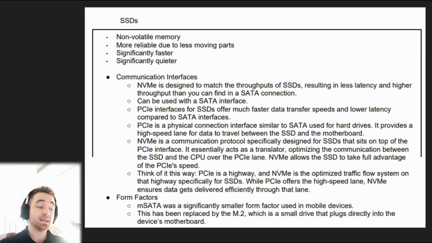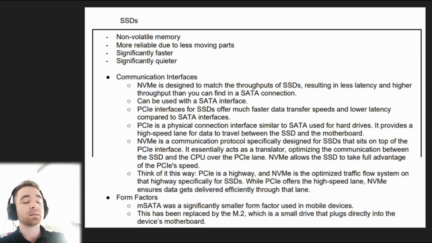Now, PCIe or PCI Express interfaces for SSDs offer much faster data transfer speeds and lower latency compared to SATA interfaces. Now, I got really confused on this when I was studying for my exam like 2 years ago, because I had no experience with any of this, right? So the exam objectives lists NVMe and PCIe and SATA as specific interfaces for the SSDs, but I just want to kind of clarify this for you as to what this means.